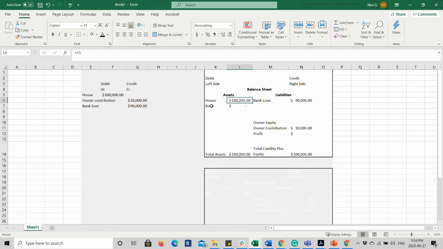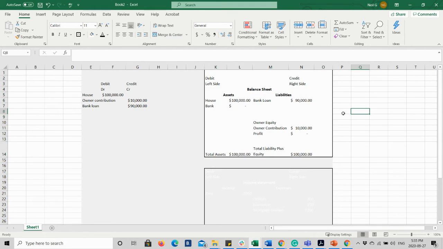So here you can see the house, which is 100,000, on the debit side, so we want to add it. That's the asset side, and owner's equity is on the credit side, 10,000 here, and the bank loan, which is also credit side, is 90,000 here. So this proves our previous logic that assets equal liability. You can see the assets of 100,000 match the total liability plus equity. So that's that.